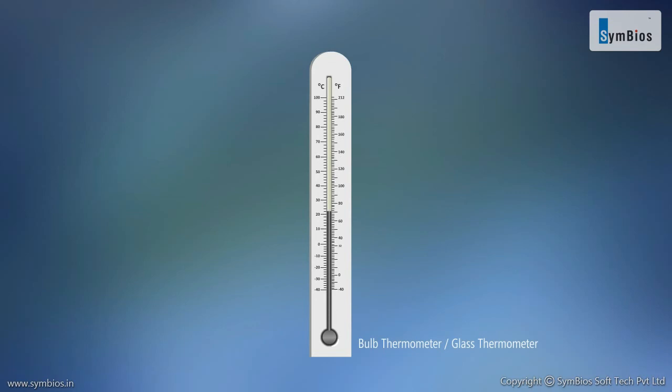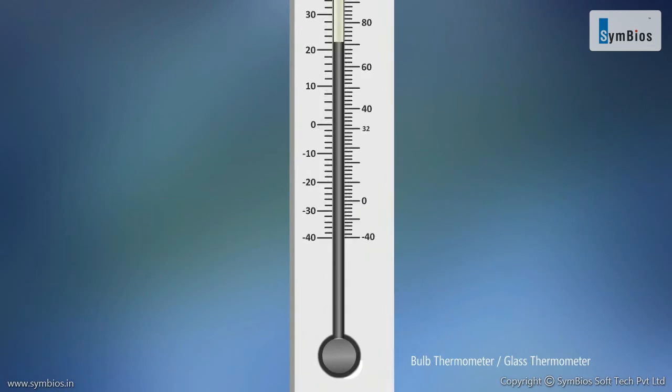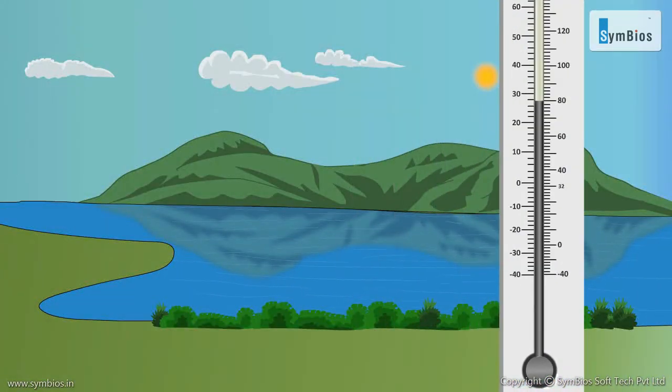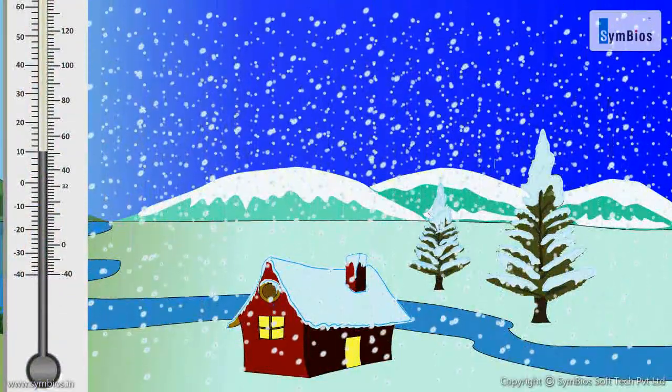The bulb thermometer is the most commonly used glass thermometer. The bulb of this thermometer contains some type of fluid, generally mercury. The level of this fluid increases or drops according to the temperature it is subjected to.